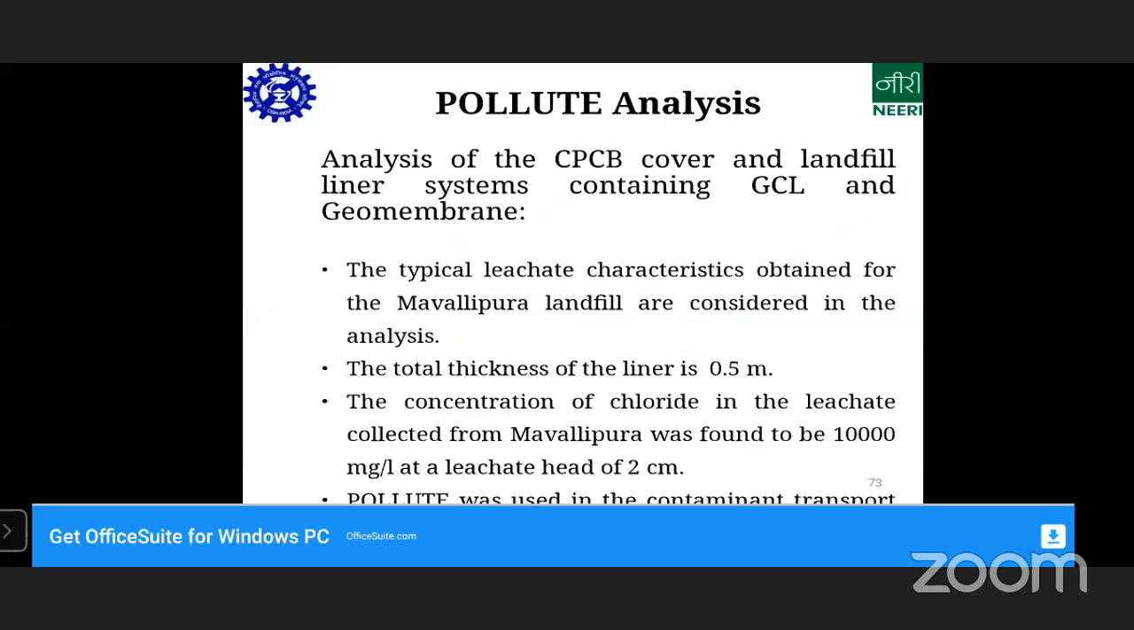Right. So there is another software called Pollute. This is majorly for the contaminants, whatever you saw that are present in leachate, for example nitrite, chloride, and all those things.